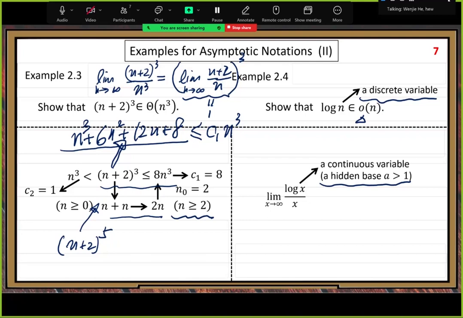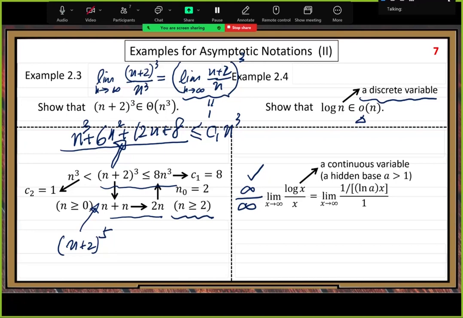Then this is an indeterminate form, infinity over infinity, so we can apply L'Hopital's rule. Let me write it here. You need to do the checking: infinity over infinity indeterminate form. Then take the derivatives. The derivative of the denominator x is 1.